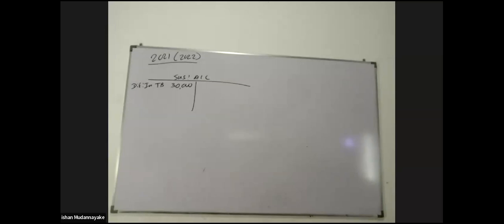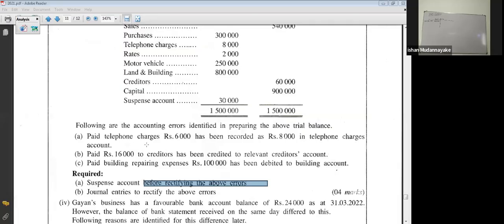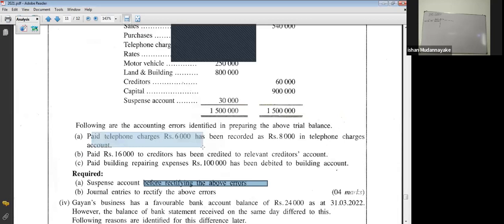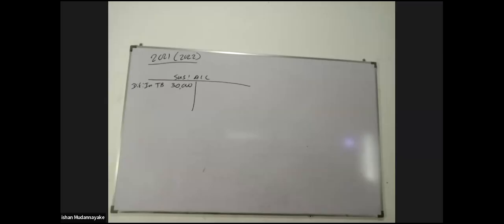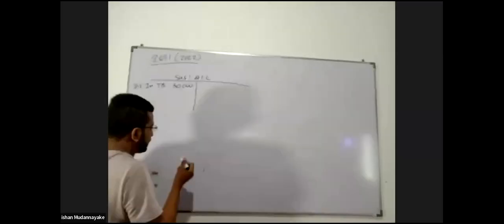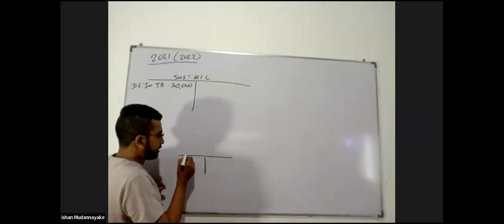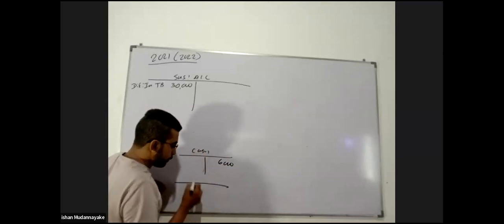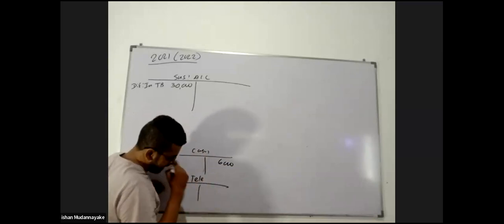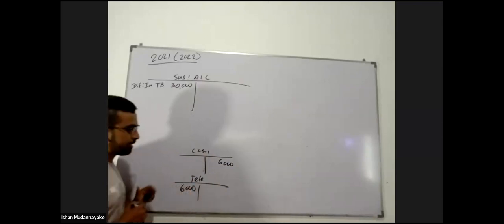Right, and then look at the first transaction. The first one says that paid telephone charges 6,000 has been recorded as 8,000 in the telephone charges account. Now, why? After paying telephone charges, what's the double entry? Cash book credit 6,000, telephone charges account debit 6,000. That should be the correct answer.